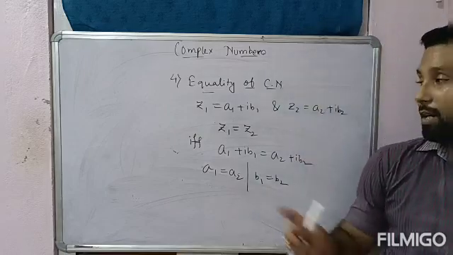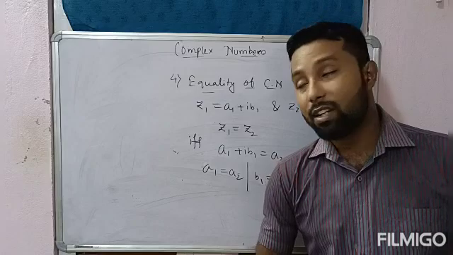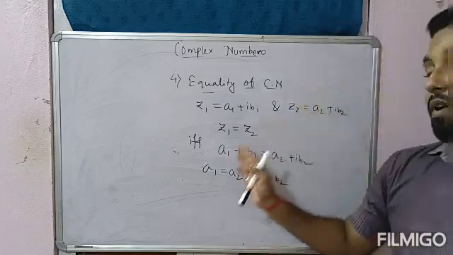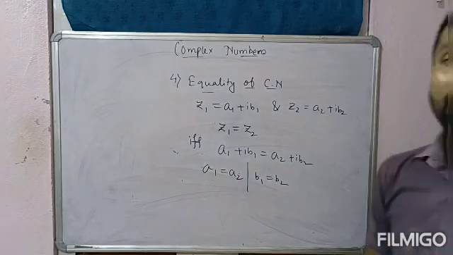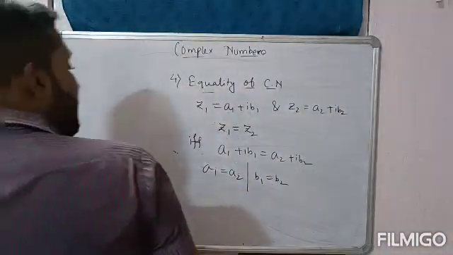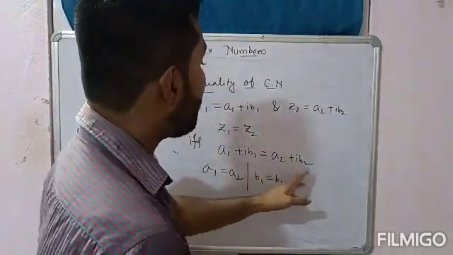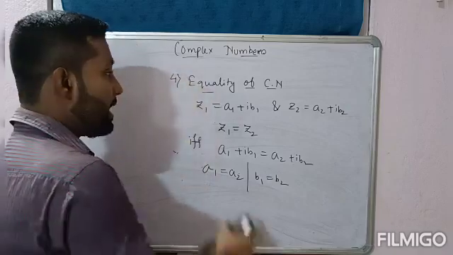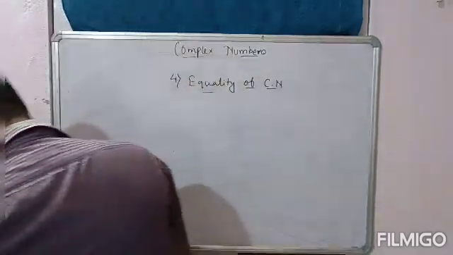Equality of a complex number means, when will z1 be equal to z2? When a1 is equal to a2 and b1 is equal to b2, then only we can say that the two complex numbers are equal, okay. It means we have to equate real part with real part and imaginary part with imaginary part, okay. So this is all about equality of complex number. Let us take one example.